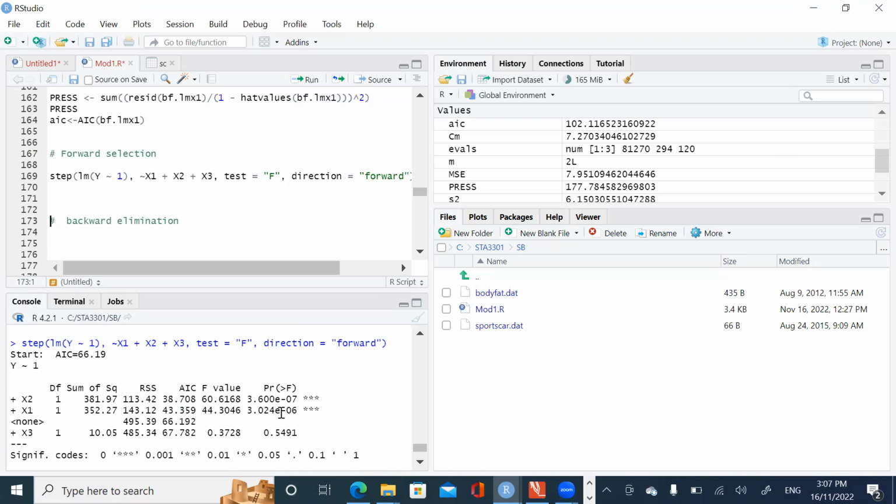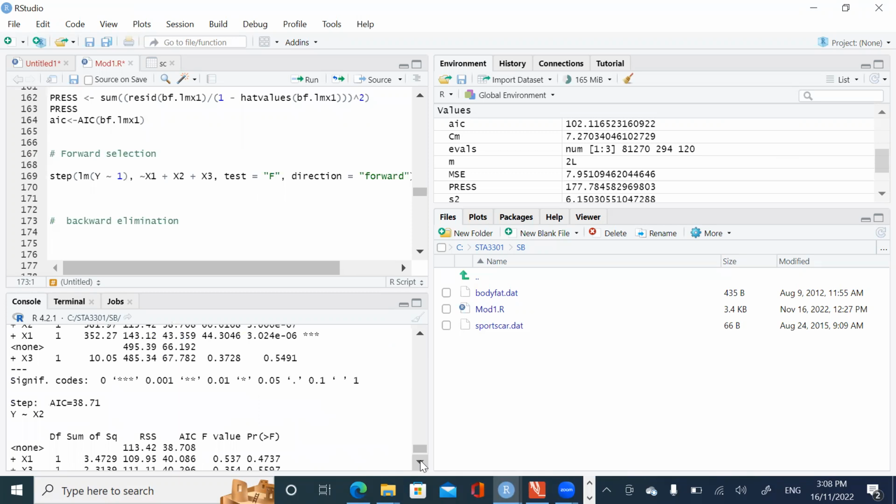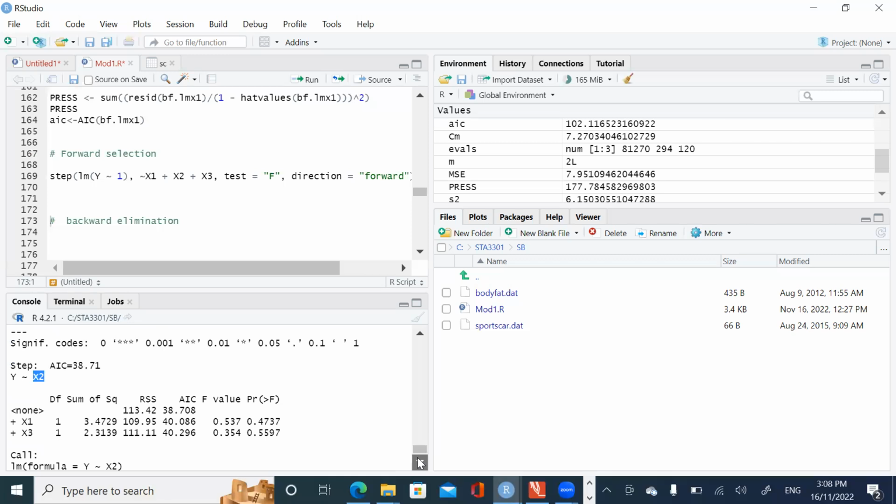Look at here. First of all, for the next model, either x1 or x2 will be included. x2 is highly significant, so in the next step only x2 is included. That means intercept plus x2, and the AIC value is 38. So the model includes x0 and x2.